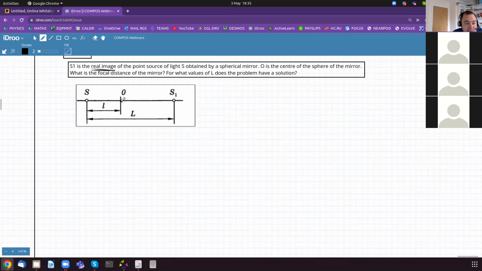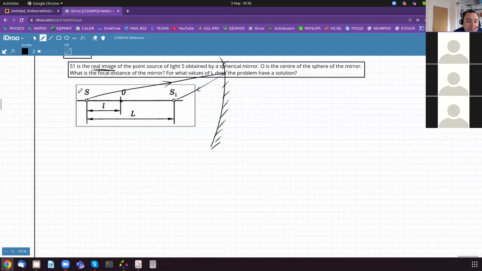And if this is the center of the curvature of the mirror, we can roughly draw that. Because we know it's a real image, it has to be to the left of the reflecting surface of the mirror, which is important. The image cannot be to the right because no light can pass through the mirror. Therefore, a real image cannot be on the right, only on the left. And so light goes something like this, reflects from the mirror onto S1. Okay, that sort of makes sense.